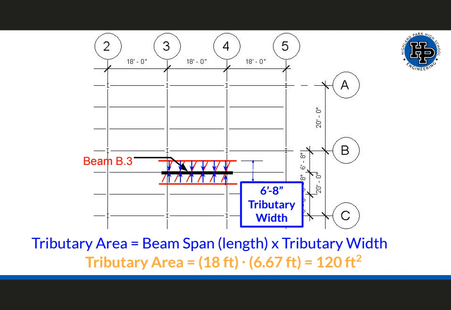So to figure out the area that this beam is responsible for, which is the tributary area, we're going to multiply, again, 18 feet times 6 feet 8 inches, which is our tributary width. We want to make sure that we convert that to decimal feet, and we get a total area of 120 square feet. We're going to be using this information in the next part of the problem.